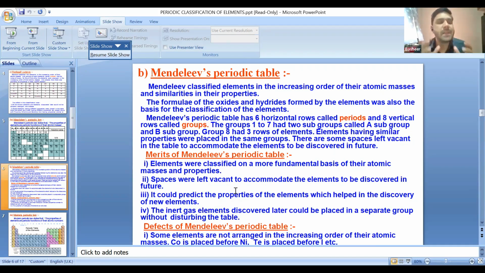So, atomic masses and the similarities in the properties, and the formulas of the oxides and hydrides. Now you are thinking, what is an oxide, what is a hydride? If any element joins or reacts with hydrogen, it forms hydrides. If any element joins with oxygen, it is known as an oxide. Like sodium with oxygen, sodium oxide. Lithium with oxygen.